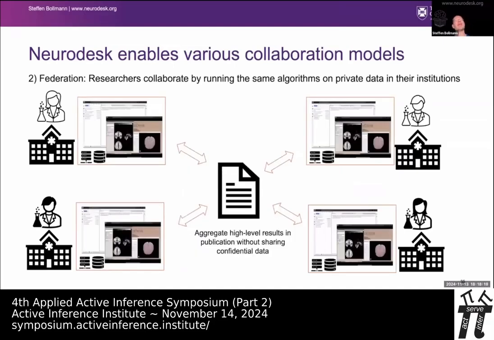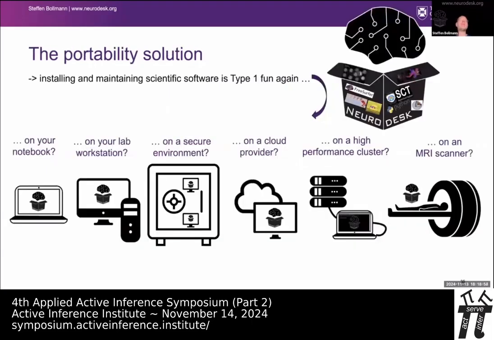But then we also have this federated model where, let's say, researchers are collaborating from different institutions. They just install it on their infrastructure, on their computer, and they run analysis on their data. And then they can, for example, aggregate high-level results in a publication without sharing any confidential data. So let's say brain extraction or, let's say, cortical thickness measurements, right? So you could easily share those without actually exposing the patient data that's underlying this, and then that can be shared across different institutions. So that's a really cool model as well that we see often used with our project.